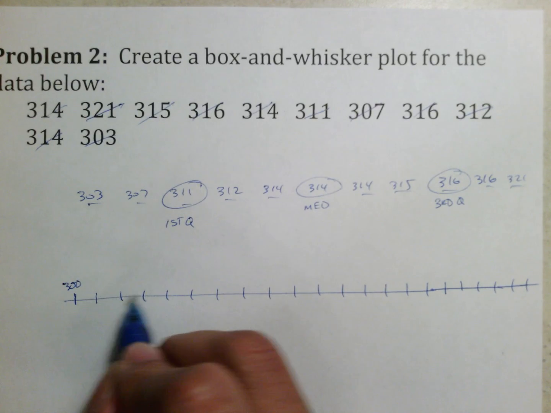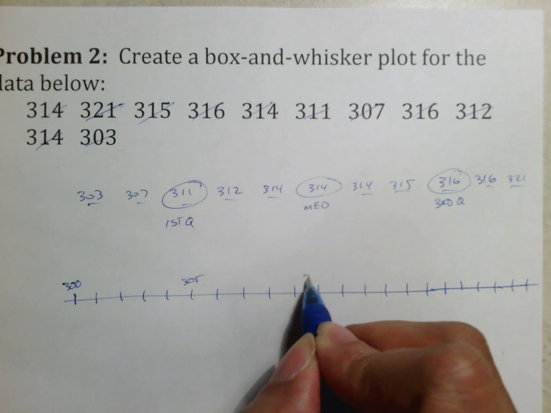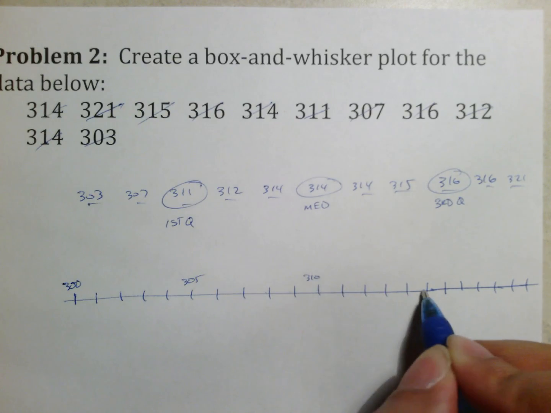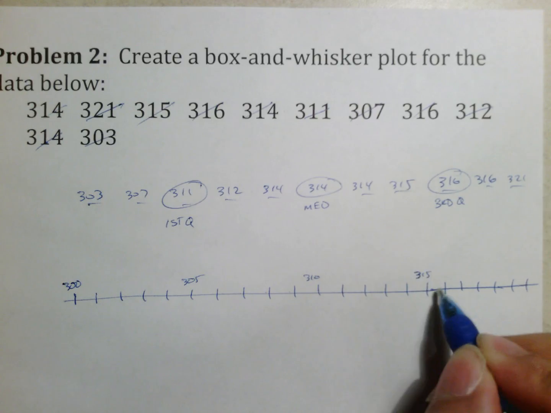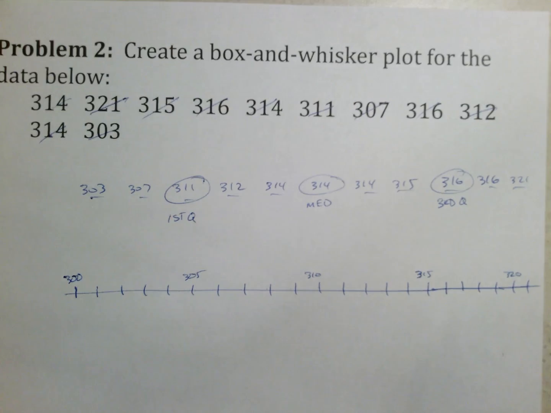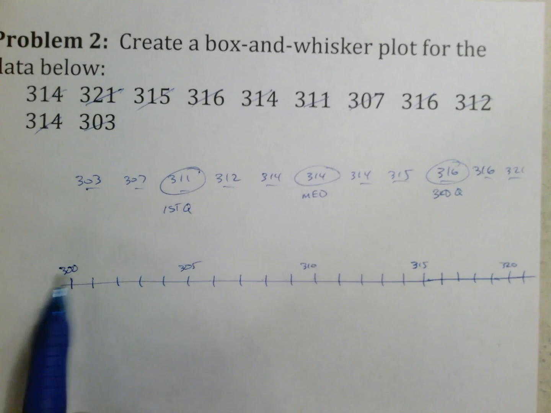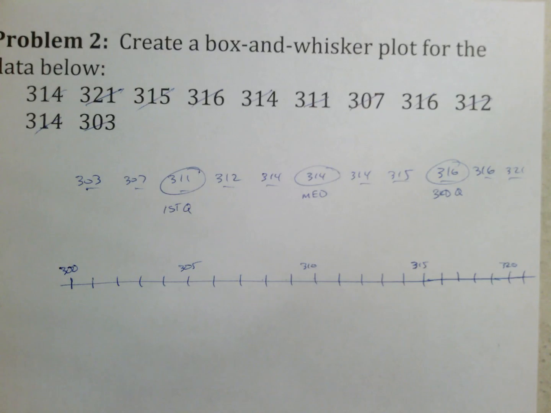300, 1, 2, 3, 4, 5, 6, 7, 8, 9, 10, 11, 12, 13, 14, 15, 16, 17, 18, 19, 20. And then of course we know that 321 is over there. Notice you don't need to label them all, but just give the reader something that gives them an idea of where the numbers are.